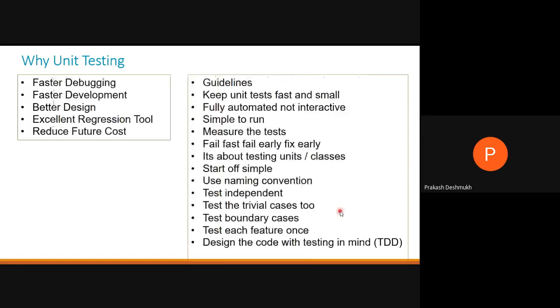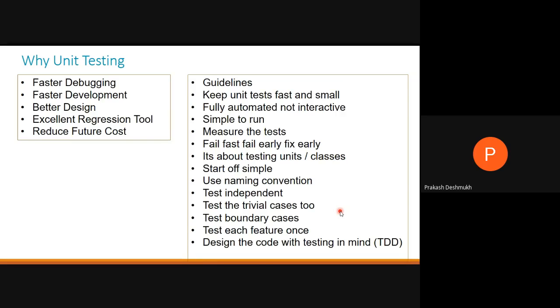Faster debugging, faster development, like fail fast. Some of the DevOps keywords are coming again and again, and those will keep coming: shift left, fail fast, fail first, continuous, continuous, continuous, automate, automate, automate. Such words will come everywhere. So: faster debugging, faster development, better design, excellent regression tool, and reduced future cost. When you catch your defects early, you improve your quality early, so obviously your quality cost will be reduced in later phases.